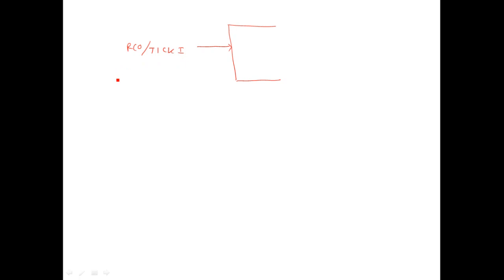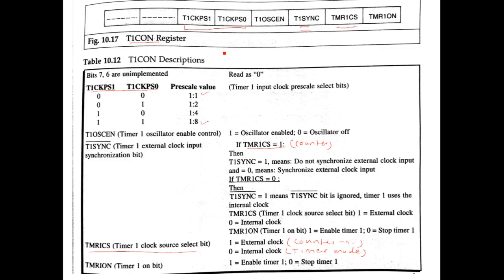Okay, so here you may supply some clock. Suppose you select the rising edge, then at the rising edge of this clock, the count will get incremented. Okay, now there is a bit we are just observing, the bit is timer 1 SINAC bit.